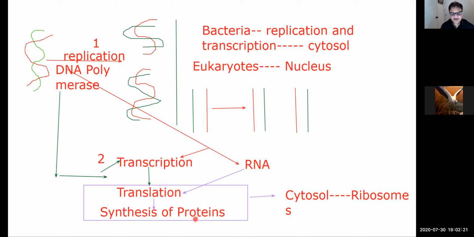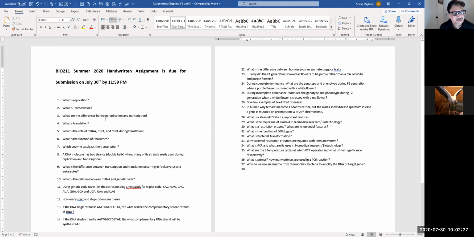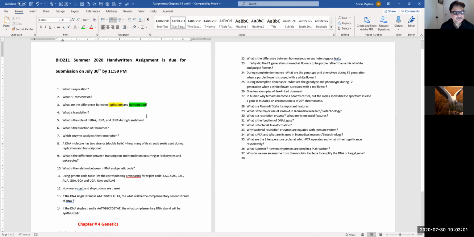Okay, so let's go to the third question. The third question is, what are the differences between replication and transcription? I just answered this: replication is a process where DNA is duplicated by an enzyme, DNA polymerase. And transcription is a process by which DNA serves as a template for the synthesis of RNA. This is carried out by an enzyme called RNA polymerase.